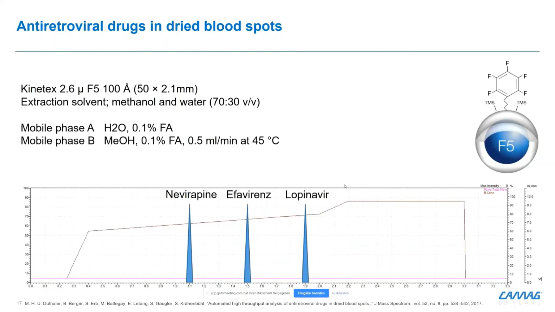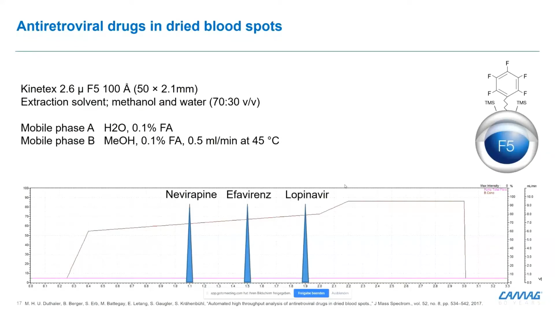The separation of the 3 antiretroviral drugs, nevirapine, efavirenz, and lopinavir, was achieved on a Kinetex F5 column. So we have an aromatic ring with 5-fluor attached. The extraction solvent was 70% methanol in water, and the chromatographic separation was done with methanol and water. So you can see that we use a very high content of organic solvent for the extraction. And this is because we only want to dissolve the molecules we are targeting.